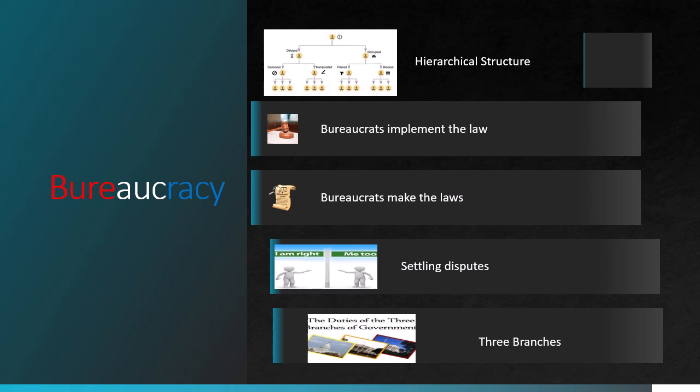This is like their own court system, so kind of a court system within the government, kind of like policing themselves. Bureaucrats are part of 3 branches of the government. Not all knew that, and they are the legislative, the judicial, and the executive branch.